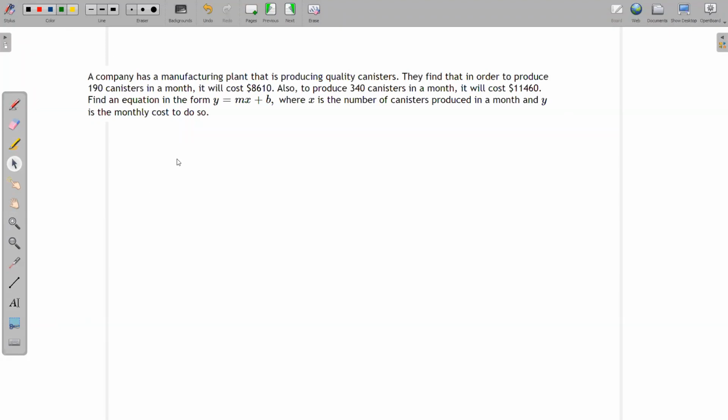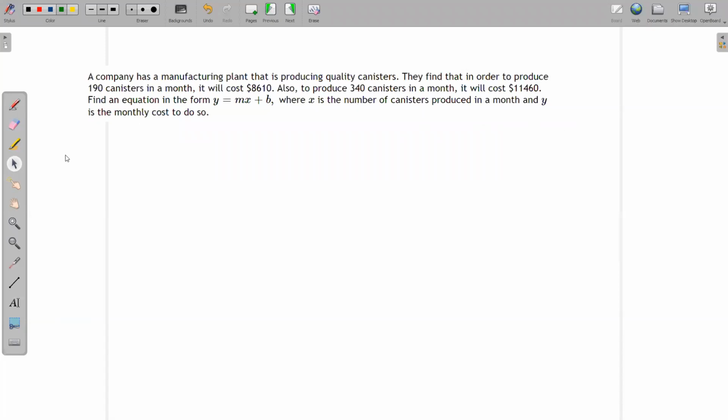Okay, so let's get this one done here. So let me see, what do we got? We're producing canisters. They find that if they produce 190 canisters in a month, it costs them $8,610, and to produce 340 canisters in a month, it costs $11,460 total. And we want to find an equation y equals mx plus b, where x is the number of canisters.